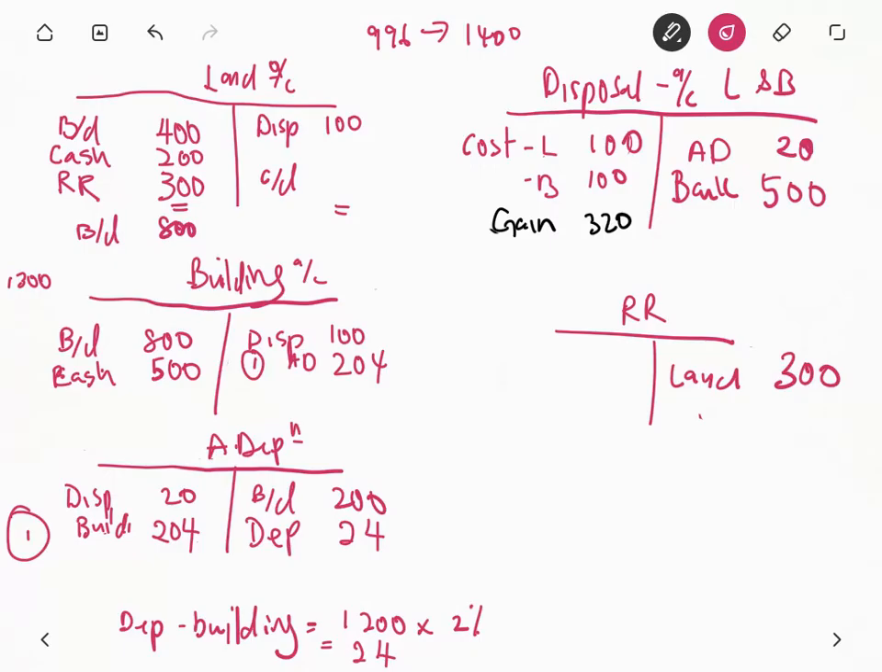Now what is my balance here? I have 1,200 debit and 204 credit. So what's my balance in the book now? 1,200 debit, 204 credit. The balance I have now is 996. And I want to revalue to how much? 1,400. Revalue by how much? The book now is 996. I want to increase to 1,400. Increase by 404. So RR step 2: credit RR building 404.